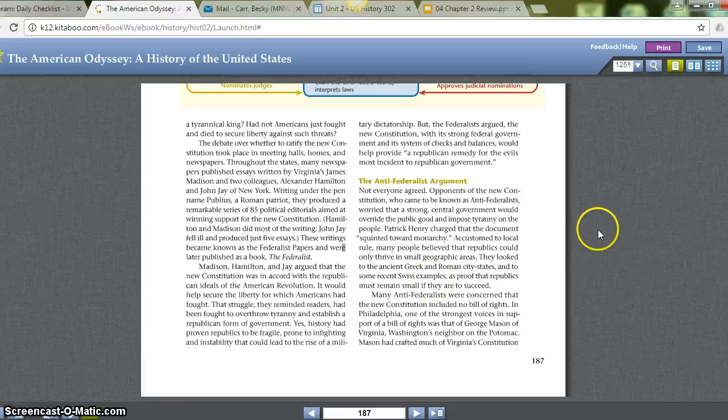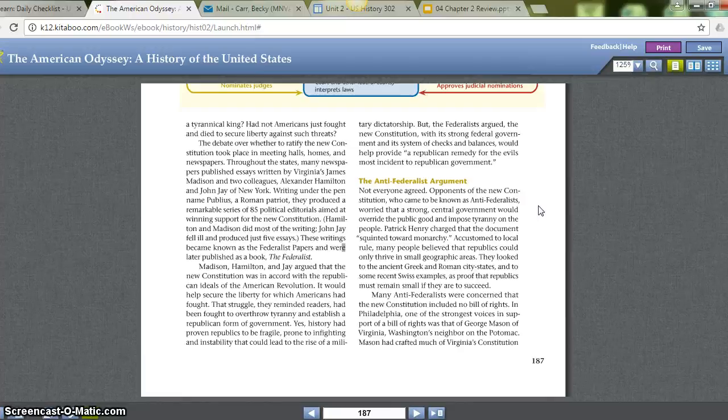The Anti-Federalist argument. Not everyone agreed. Opponents of the new Constitution, who came to be known as Anti-Federalists, worried that a strong central government would override the public good and impose tyranny on the people. Patrick Henry charged that the document squinted towards monarchy. Accustomed to local rule, many people believed that republics could only thrive in small geographical areas. They looked to the ancient Greek and Roman city-states and to some recent Swiss examples as proof that republics must remain small if they are to succeed.